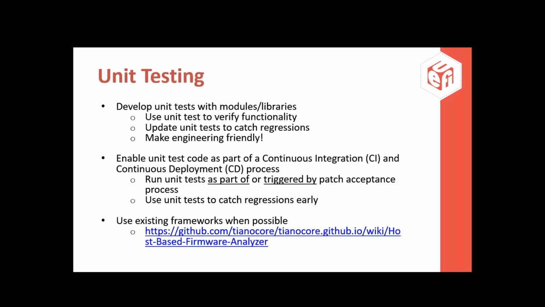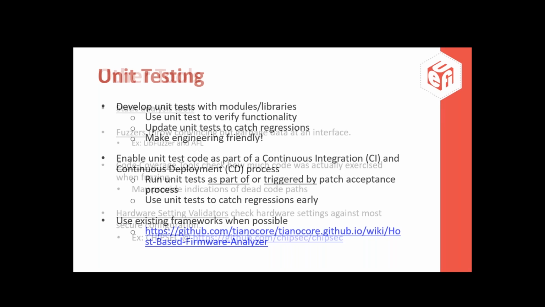And try to use it to catch problems early. And try to use it when problems are found. So if a bug has been reported, try to integrate that into your unit testing so you don't continually have the same problem pop up if for some reason code gets rolled back. There are some existing frameworks available. The host-based firmware analyzer provides some unit testing and some dynamic analysis as well in one product. There's a link at the bottom if you want to look into more details. Next slide.